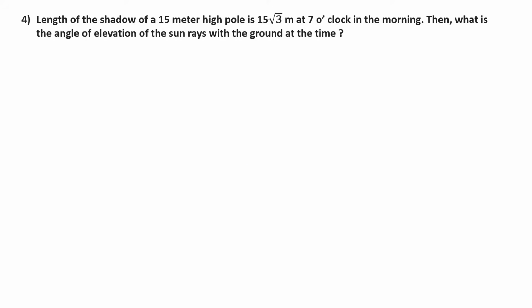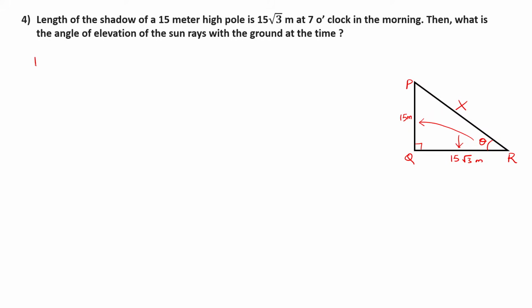Right, now we'll take an imaginary right angle triangle where PQ is representing the pole standing perpendicular to the ground level, and QR is the length of the shadow. It is given as 15 root 3 meters, and the height of the pole is given as 15 meters. Here we need to find the theta value. So with respect to theta, the given height becomes the opposite side and the given length of the shadow becomes the adjacent side. Here we need not find the hypotenuse. Okay, so let us write the given information.